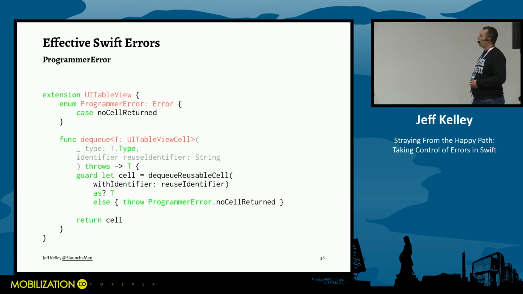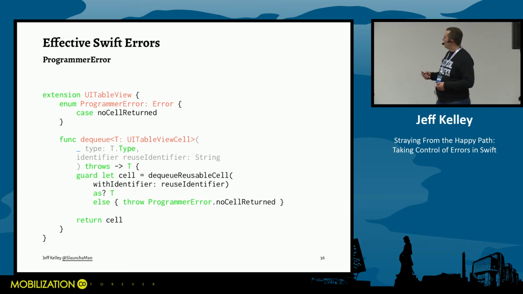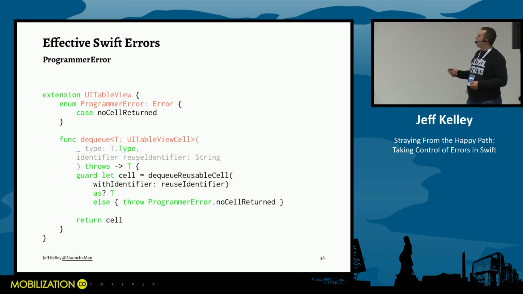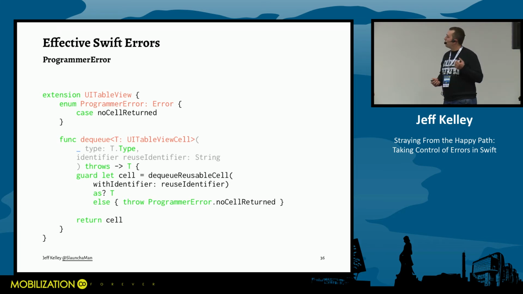So we're going to make this a little bit more complicated now. We're going to make this a generic method on UITableView. And it's going to dequeue some generic table view cell with some reuse identifier, and it's going to throw if it can't find it. So what we're going to do is call dequeue reusable cell with that identifier. We're going to try casting it to that type. And if it doesn't work, then we're going to throw an error.